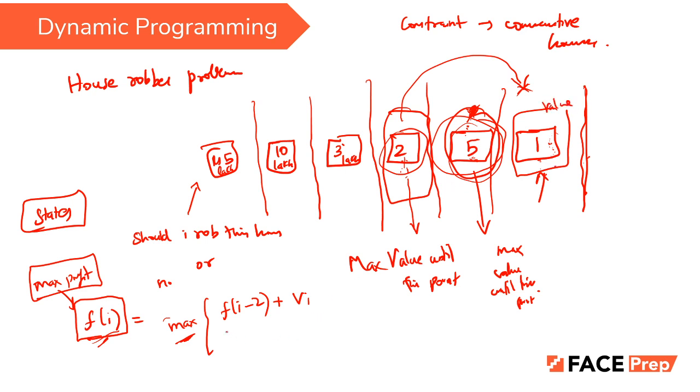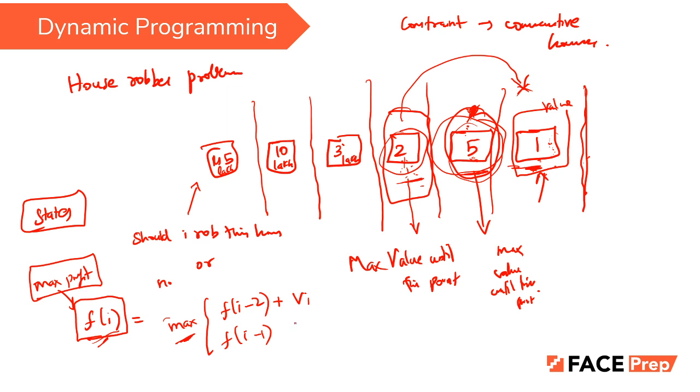or the other thing I can get: I can rob this house and then rob this house, or I can rob only this house because I can't rob consecutive houses. So I can write it as f of I minus 1, and I will compare these two. In the Fibonacci series it was very straightforward, you just kept adding the two values. Here you need to add the value in a specific node also. So this is the recurrence relation.